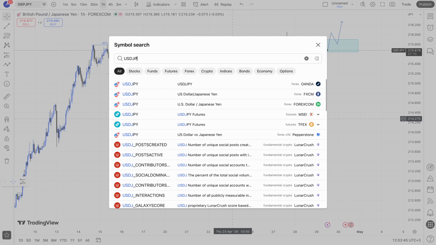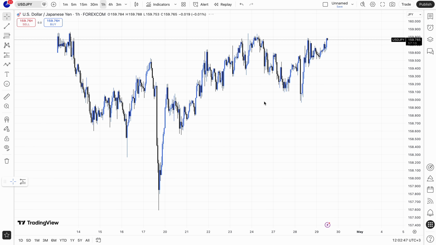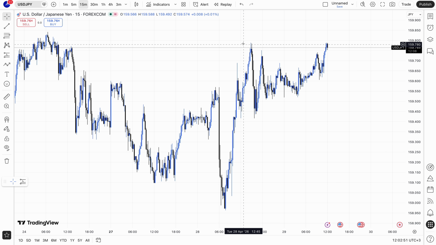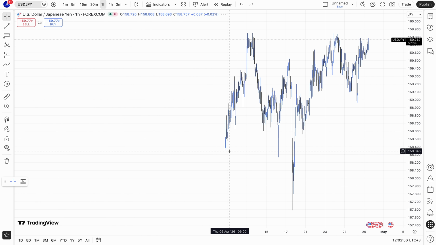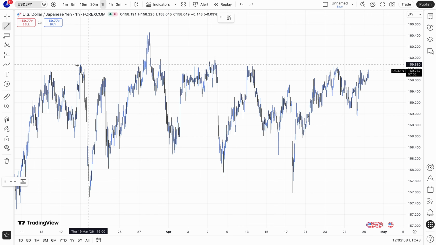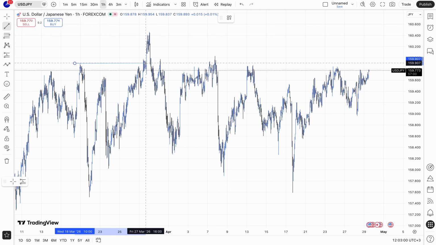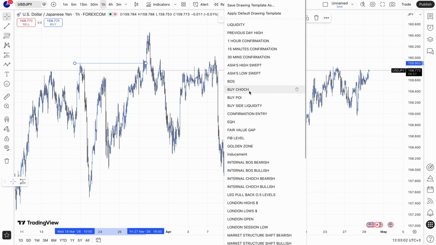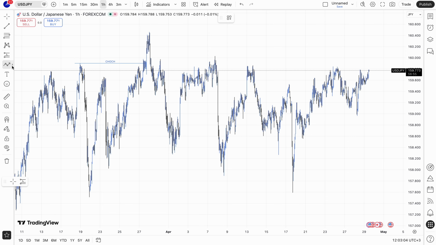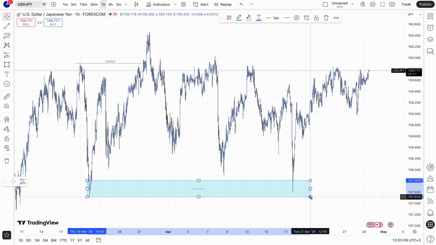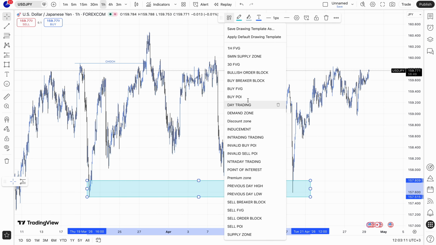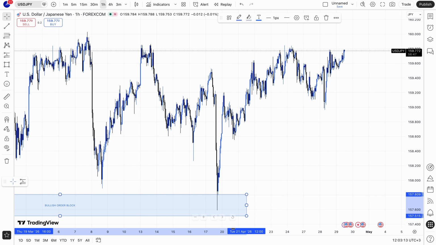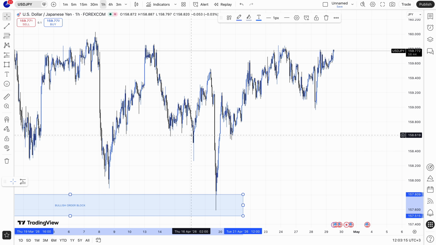Then for UJ, still simple price action as usual. You can see we already had our continuation, just waiting for that break. For 1 hour from here, you can understand that we had a change of character to the upside from here, and then we had our bullish order block from here. Price came in, tapped in, then continued to the upside.